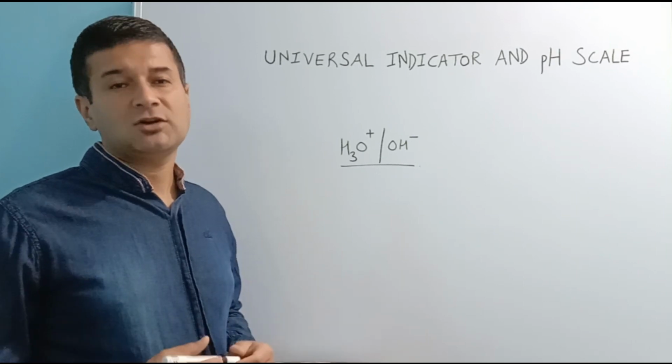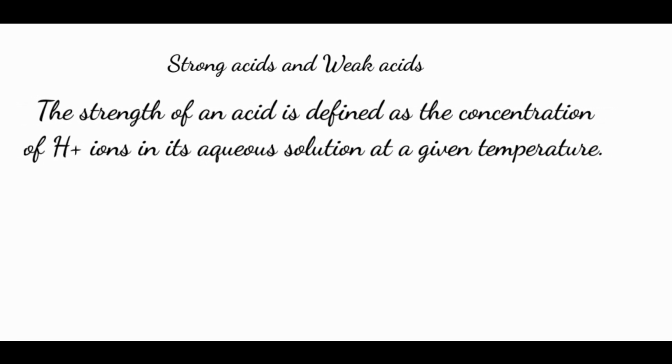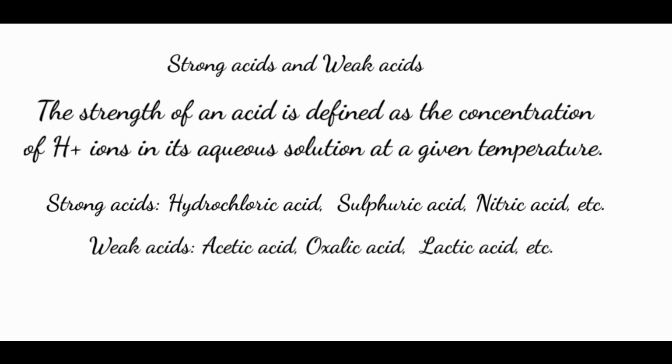What do you mean by the strength of an acid? The strength of an acid is defined as the concentration of H plus ions in its aqueous solution at a given temperature. Acids that give rise to more hydrogen ions are strong acids, whereas acids that give fewer hydrogen ions are said to be weak acids. Some examples of strong acids are hydrochloric acid, sulfuric acid, nitric acid, etc. Some examples of weak acids are acetic acid, oxalic acid, lactic acid, etc.